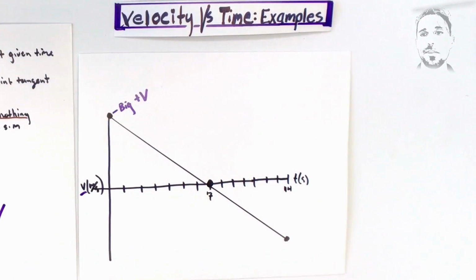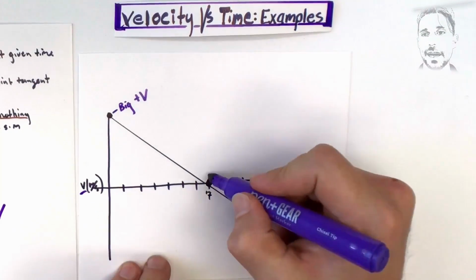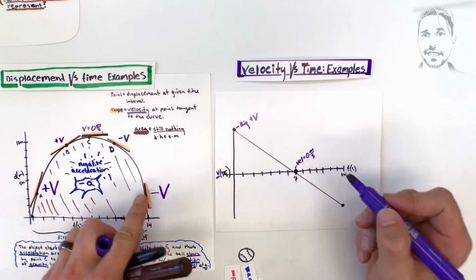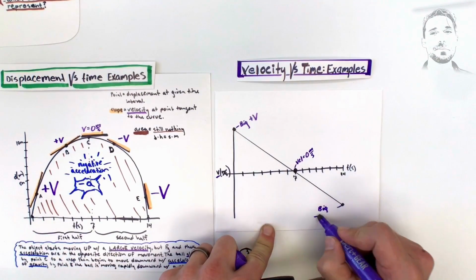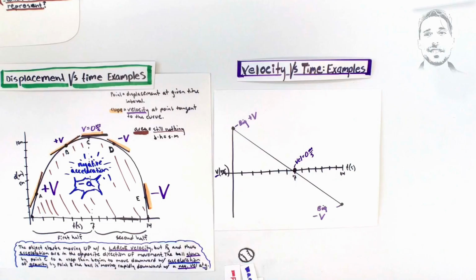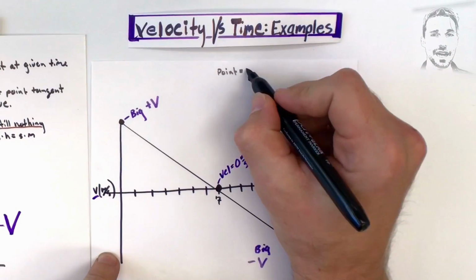So let's put some of our points down. We had the big velocity to start, velocity 0 right in the middle, and then at the end, big negative velocity. And what does a point mean here? The point is the velocity at a given time.